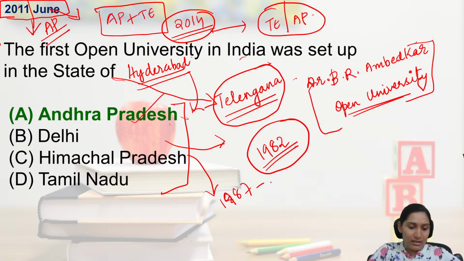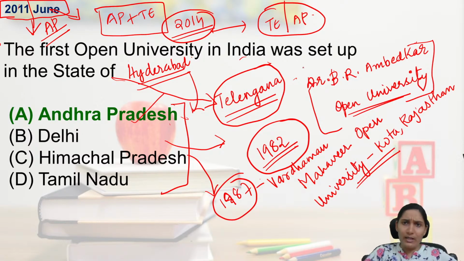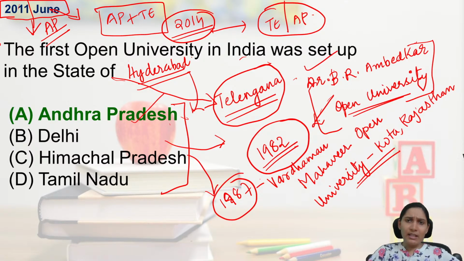This is in Kota, Rajasthan. You can just note it down. Vardhaman Mahavir. Who is Vardhaman Mahavir? He is the Jain. Vardhaman Mahavir Open University, which is in Kota, Rajasthan. This is the second open university. The first one is B.R. Ambedkar Open University in 1982. Now it is in Telangana because Hyderabad is in Telangana now. Otherwise, it was established in Andhra Pradesh.